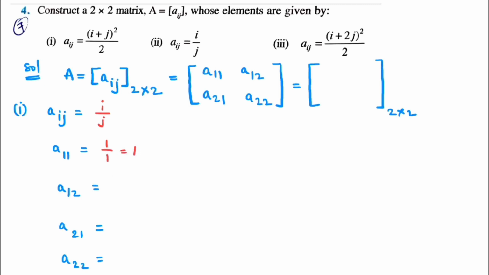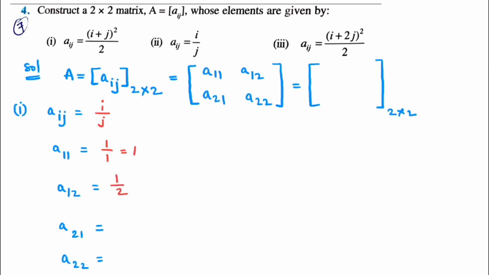Okay. A12. In this, look here. In place of i, here 1 is there. In place of j, 2 is there. So in this also, wherever i is there you write 1. Wherever j is there you write 2. Okay. So what will it become? i by j, that is 1 by 2.